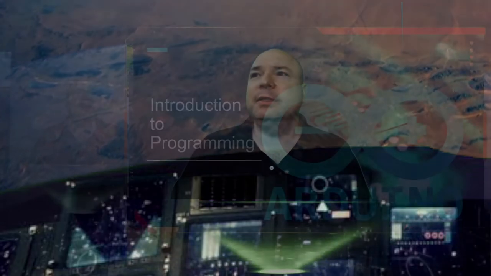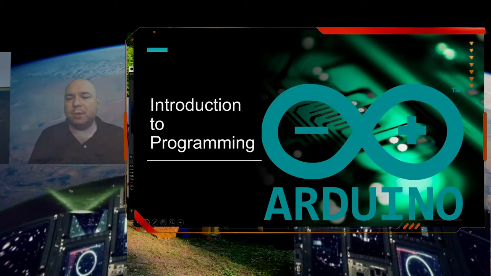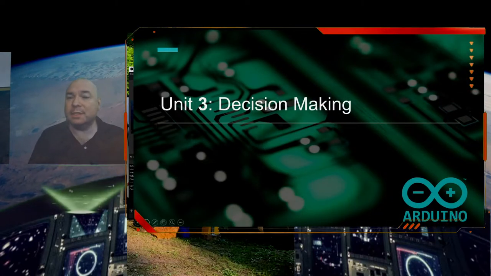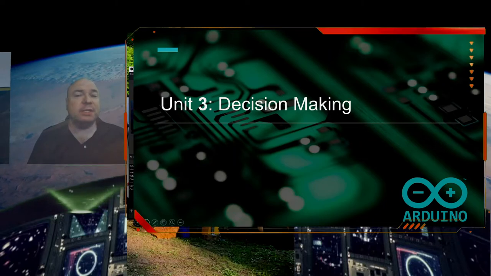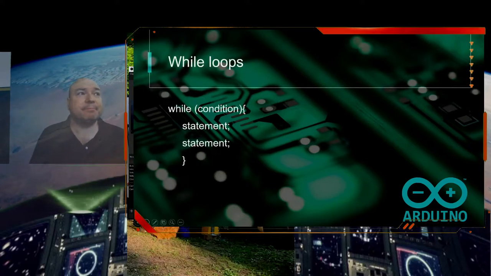Today, we are going to take a look at another structure in the Arduino code system that allows us to make some more decisions. This time, though, the decision is going to run over and over and over again. We call that an iterative process, which is a loop. So let's dive right in.